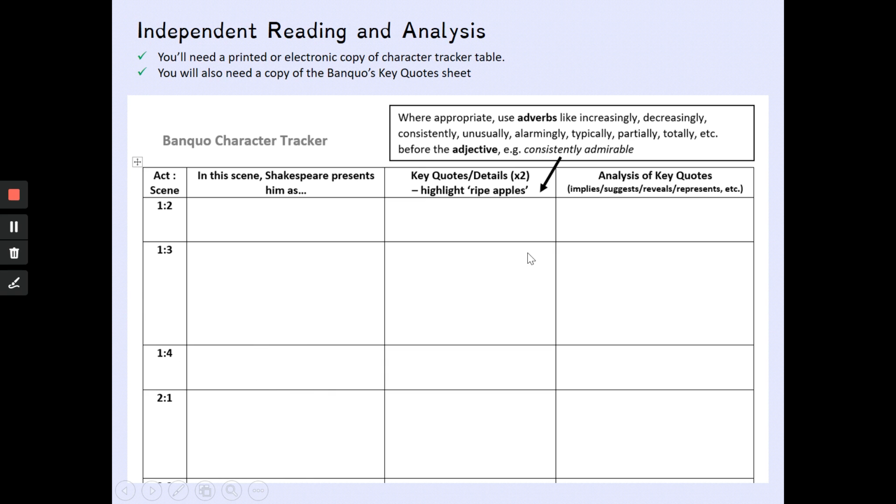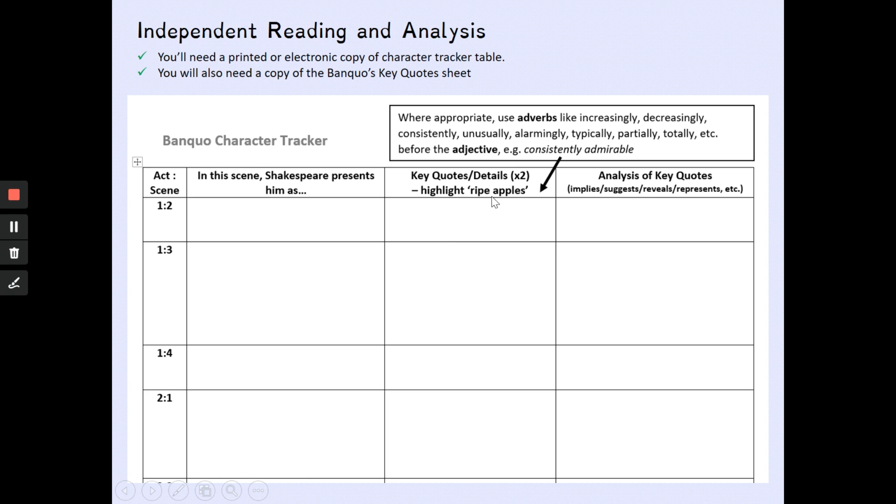So we've got 3 columns with spaces in them. The first one is just for you to make points about Banquo. So in this scene, Shakespeare presents him as, and then we're going to add a point. We're then going to add quotes and details to support our point. So point, evidence, and we're hoping to find at least 2 quotes per scene to back up what we've said about Banquo here.